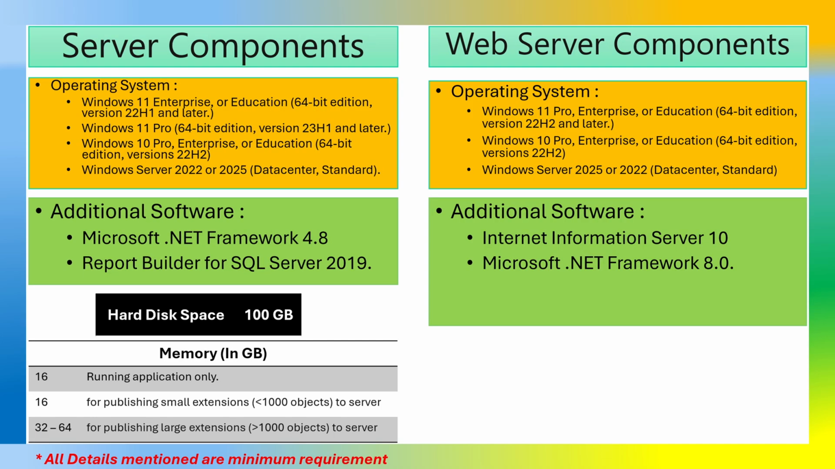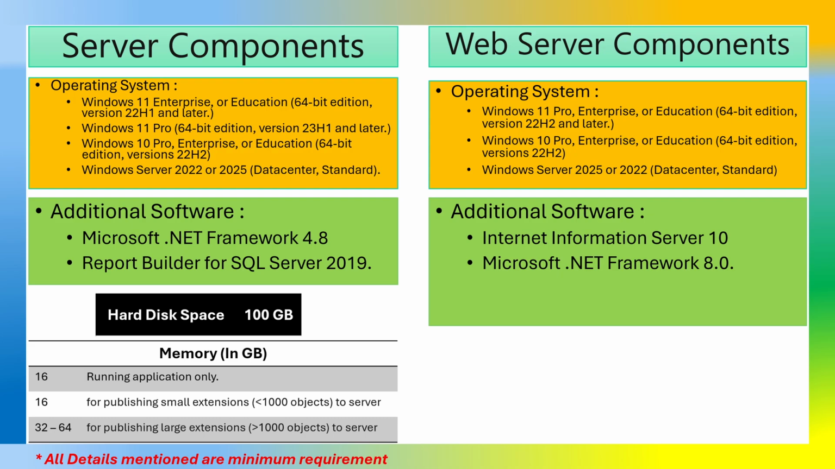Okay, let's head to another important component, which is server components. For that, you can have Windows 11 Enterprise or Education Edition, which is the 64-bit edition with specific versions. Same for Windows 11 Pro, you can use it with a different specific version of 64-bit. Windows 10 Pro, Enterprise or Education, not Home Edition, and I have said it in a lot of comments. Only Pro, Enterprise or Education Edition of Windows 10 will be supported, and then Windows Server 2022 or 25 are also supported. You'll need Microsoft .NET Framework 4.8. If you don't have it, I guess the installer installs it on your system, and you will need Report Builder as we discussed in the previous slide.